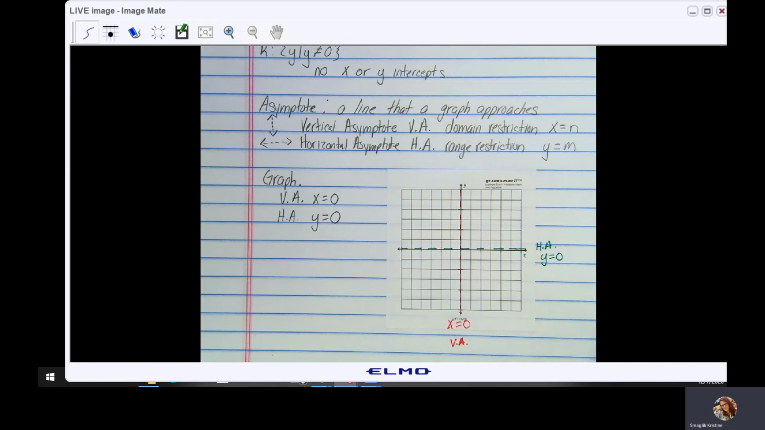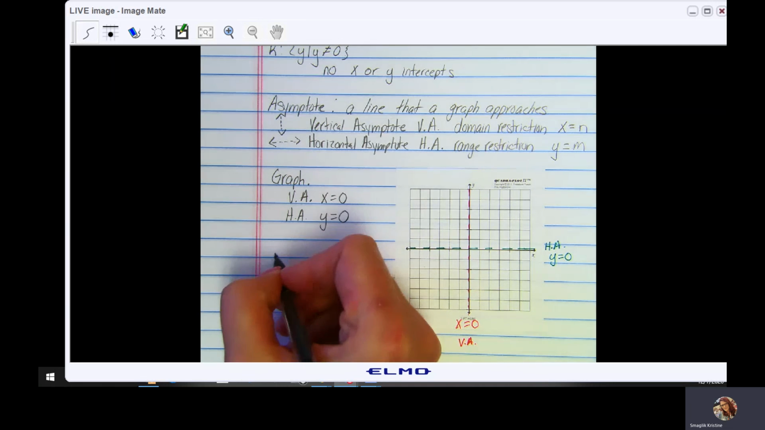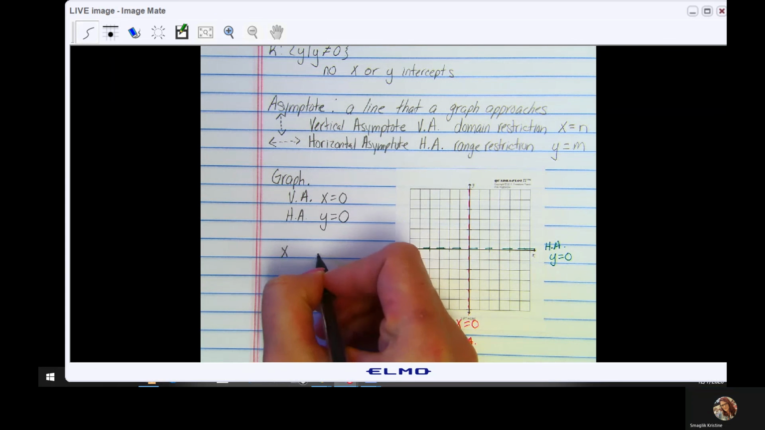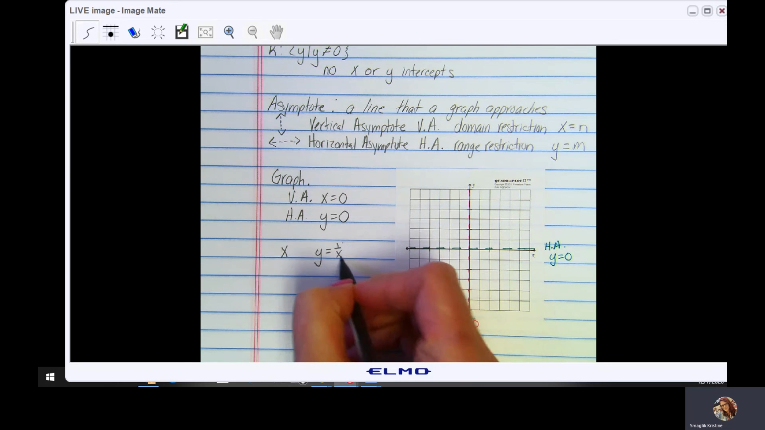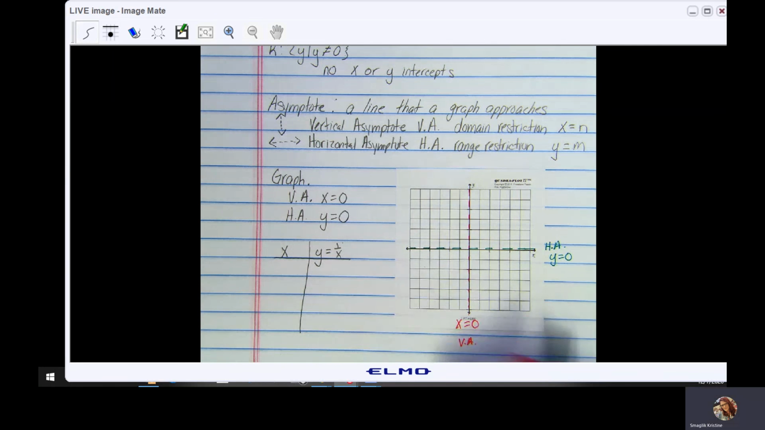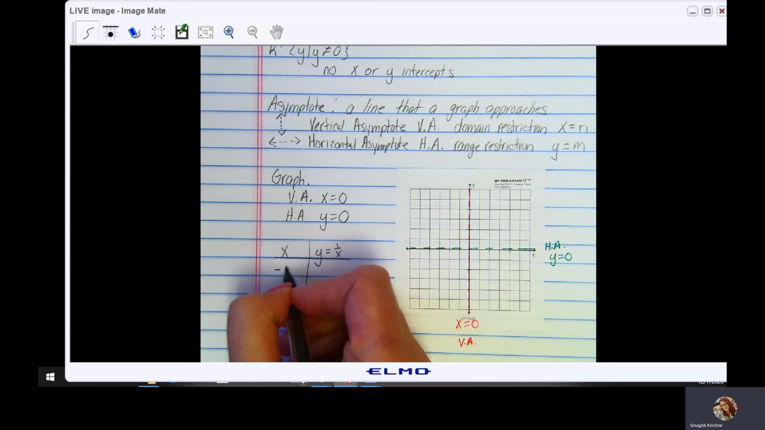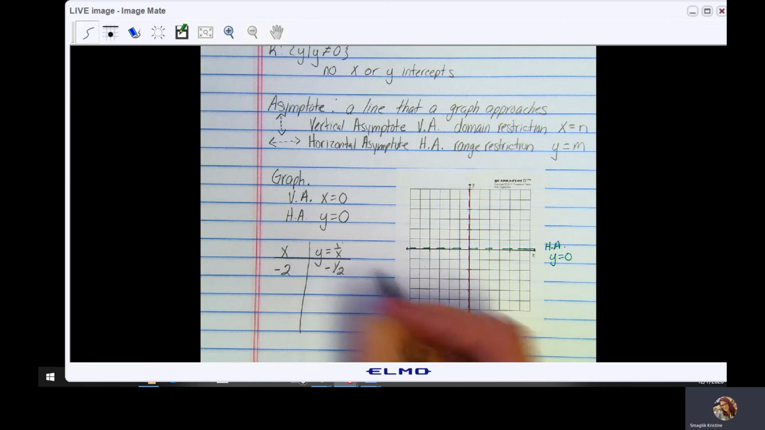So my graph cannot cross these lines. Well, let's see what's going on. Whenever I graph using a table of values, I always try to choose some that are to the left of the vertical asymptote and some that are to the right. So let's create our t-chart. And let's remember that y equals 1 over x. Now, I'm just going to choose easy values. So let me do x equals -2. Well, that means y here is 1 over -2, so this is -1/2.